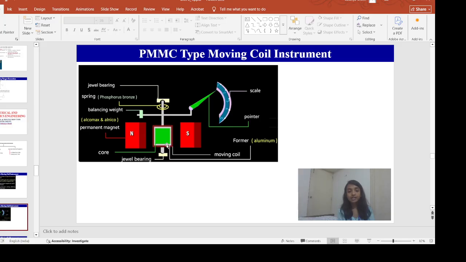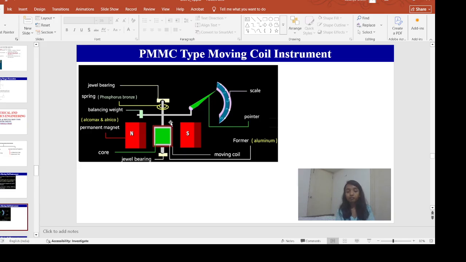What does it say? If the index finger, middle finger and thumb are placed perpendicular to each other, and the index finger represents the direction of the magnetic field, the middle finger represents the direction of the current, then the thumb will represent the direction of the force. So using Fleming's left hand rule, we can find the direction of the force.